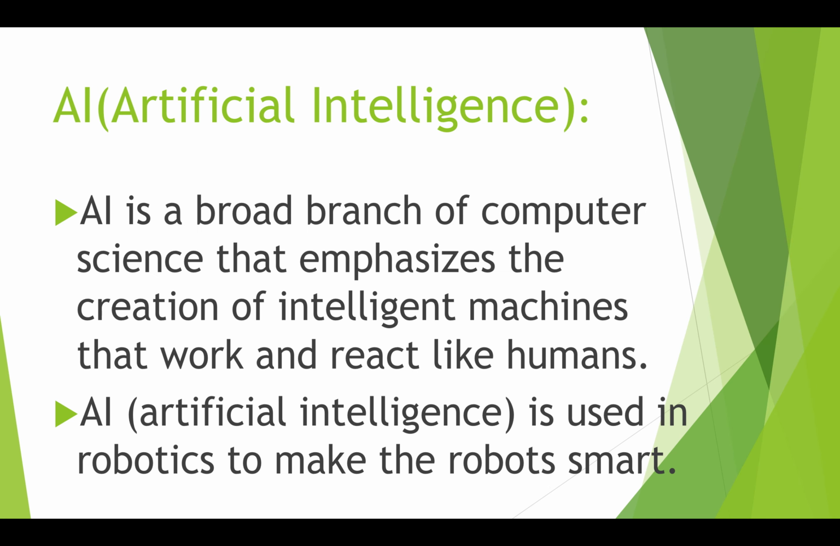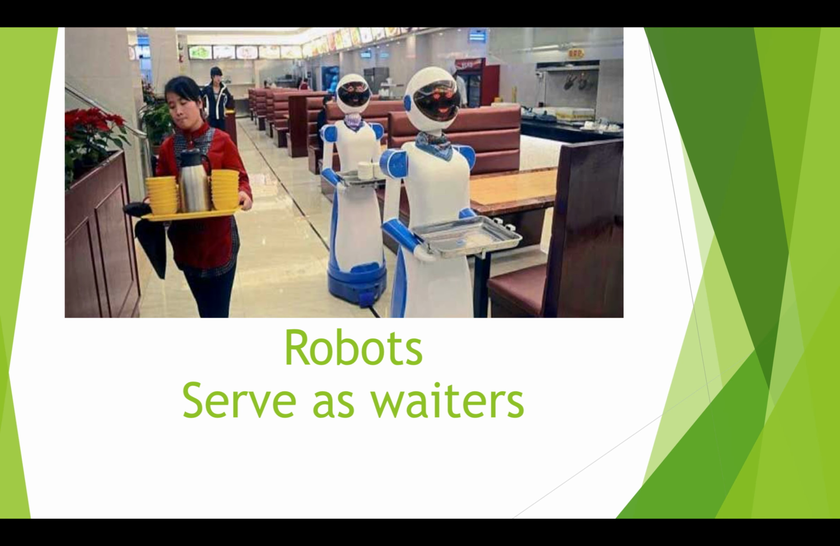Artificial intelligence. What is artificial intelligence? It is the production of fifth generation computer. Artificial intelligence is a broad branch of computer science that emphasizes the creation of intelligent machines that work and react like humans. Artificial intelligence is used in robotics to make the robots smart. You can see here, artificial intelligence is used in these robots to make the robots smart and replace human beings.